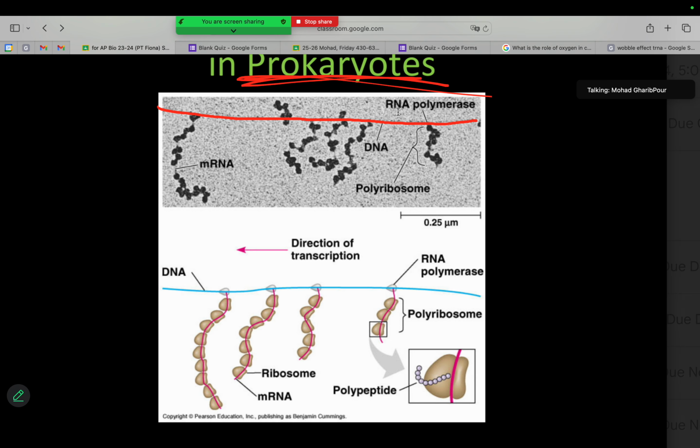Eukaryotes don't do this. Why? Because DNA is only in the nucleus. Ribosomes are outside. So we actually have to ship our RNA outside to be able to translate.